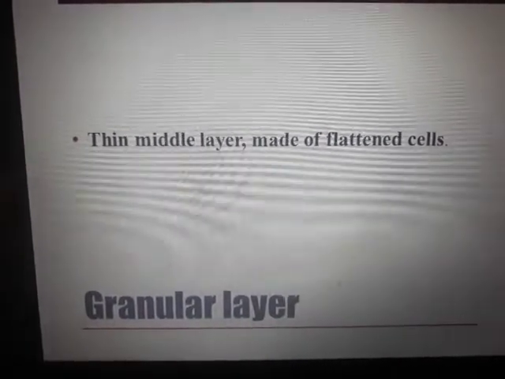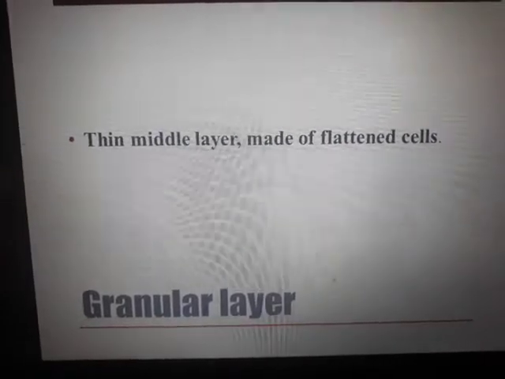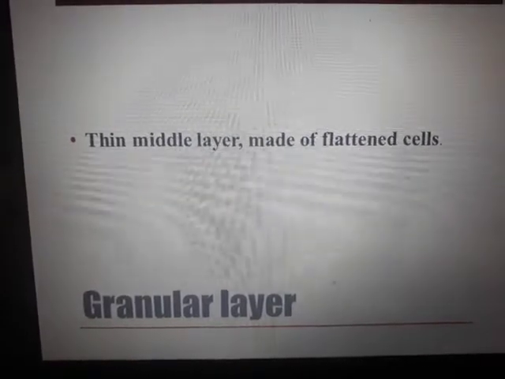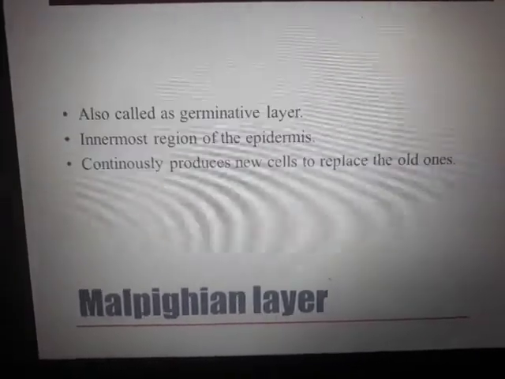Furthermore, it is the granular layer. This is a thin middle layer. It is made up of flattened cells. Nothing much for this. It just acts as a cushion. Okay, it is a middle layer made up of flattened cells.